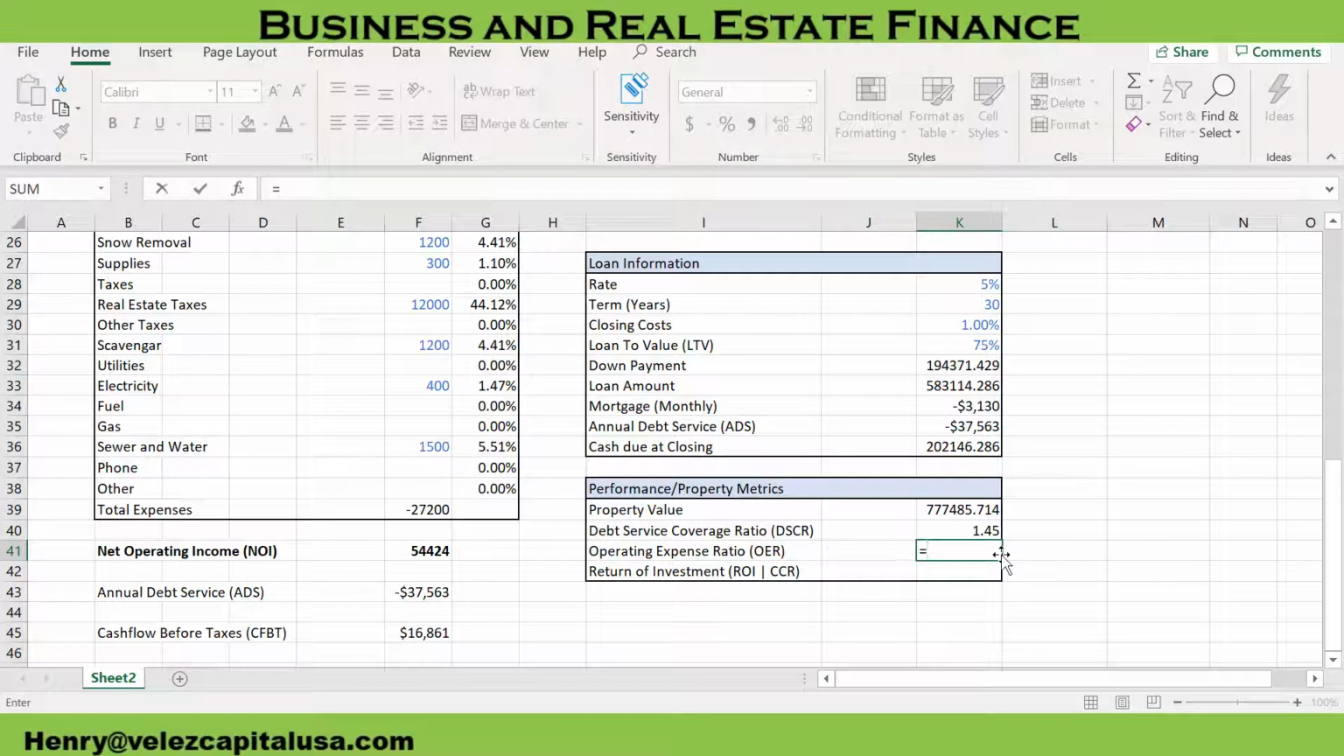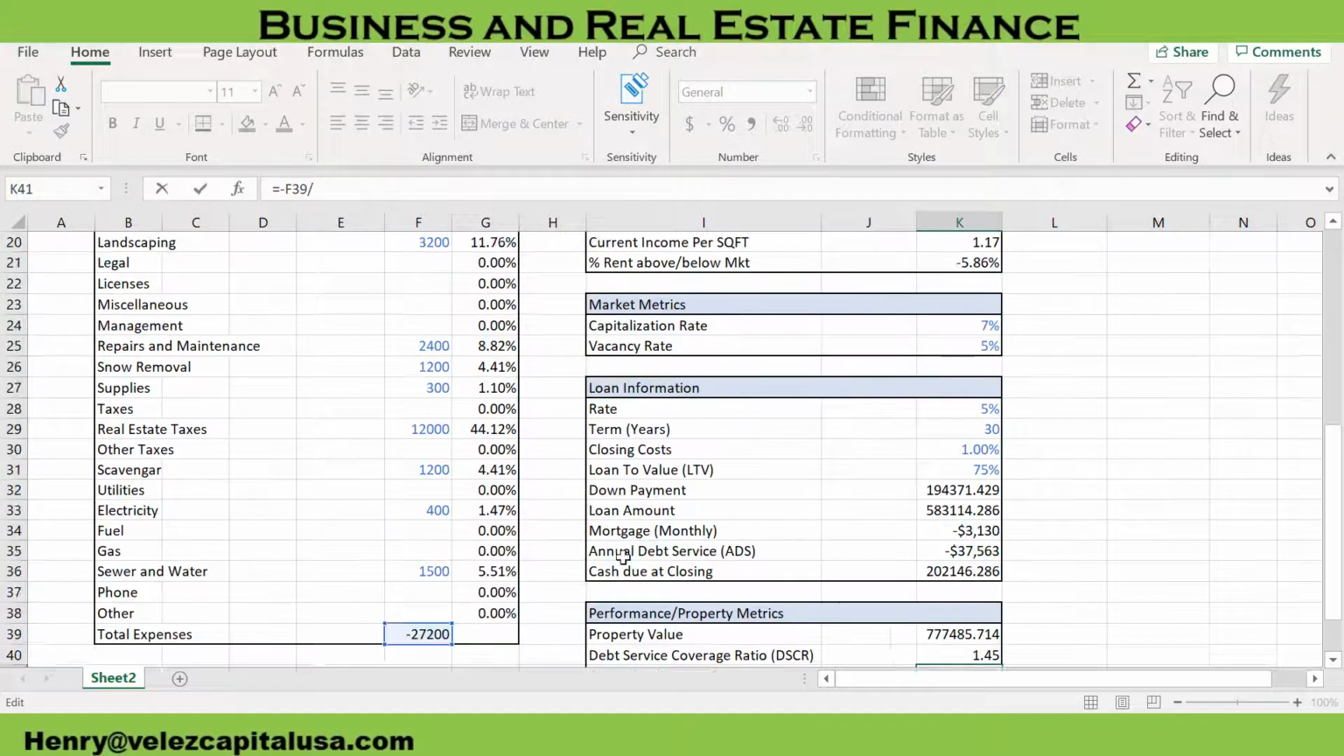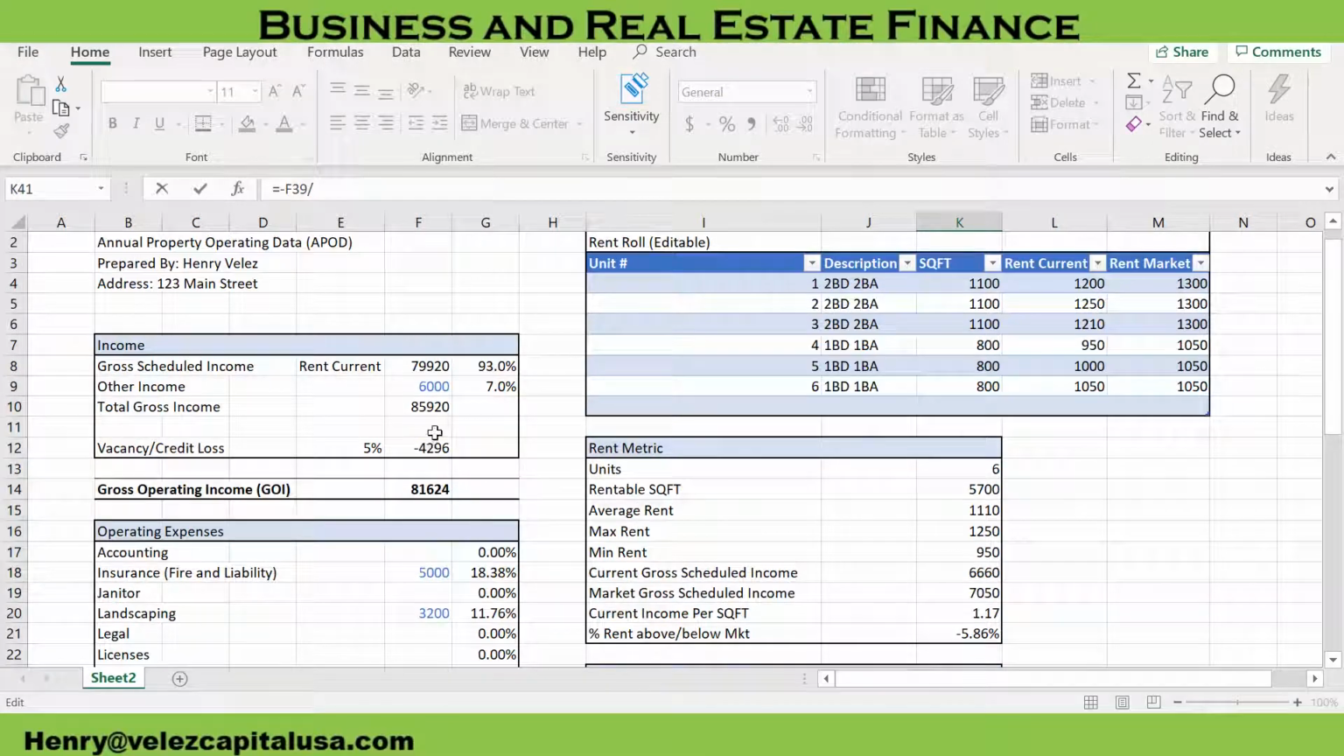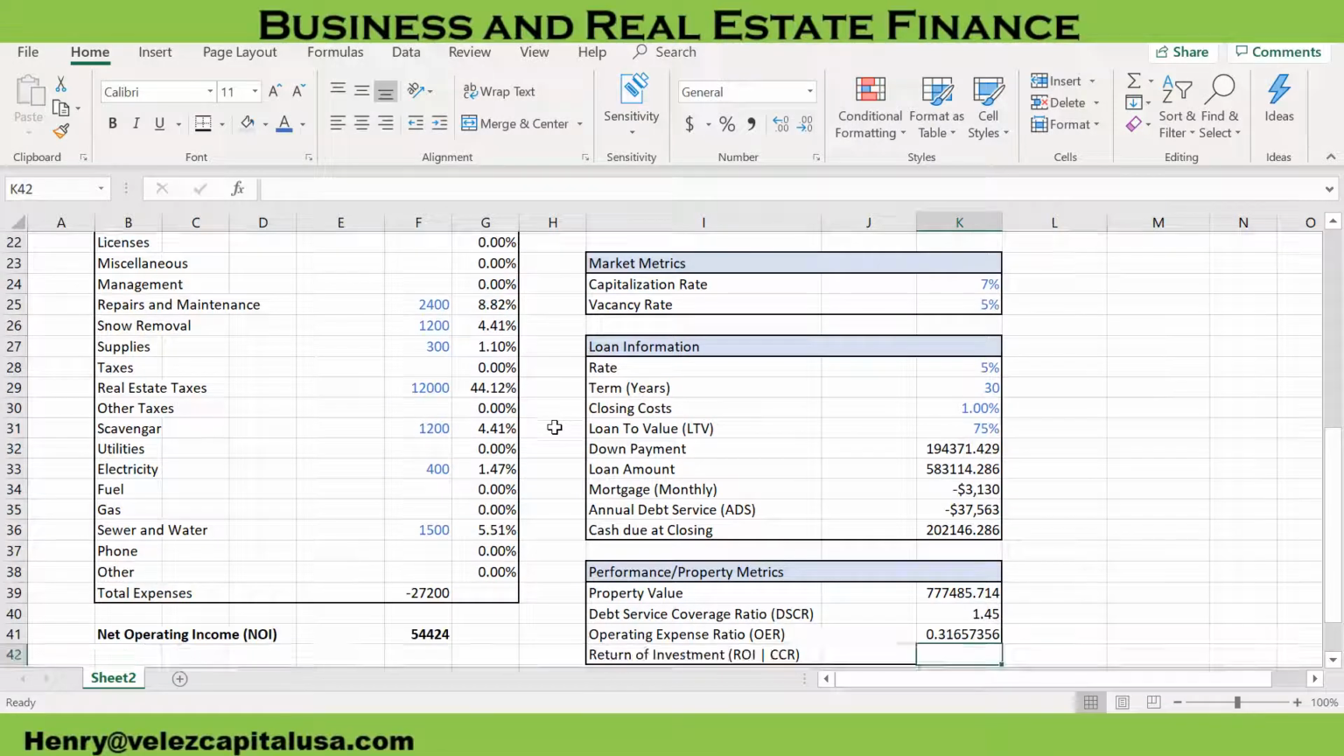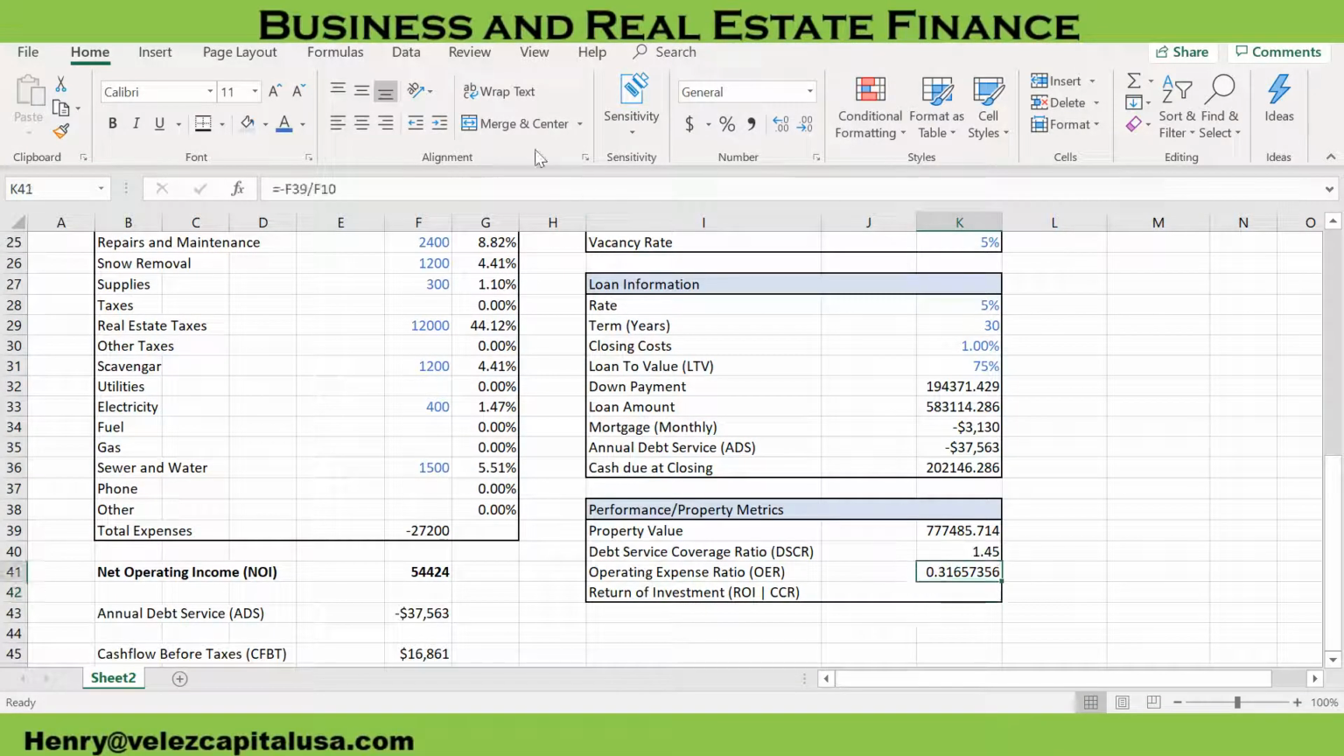And then an operating expense ratio is pretty good to know. That's your total expenses. We'll put a negative, oops, a negative, that way it turns it into a positive number. Your expenses divided by the gross income. We use this to benchmark, we use this to compare.